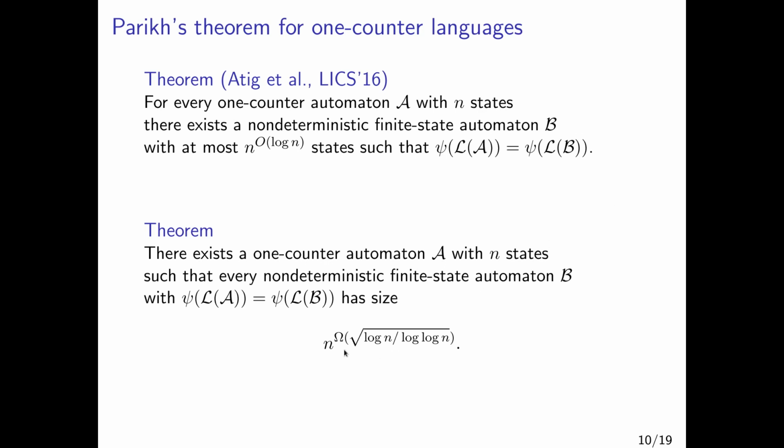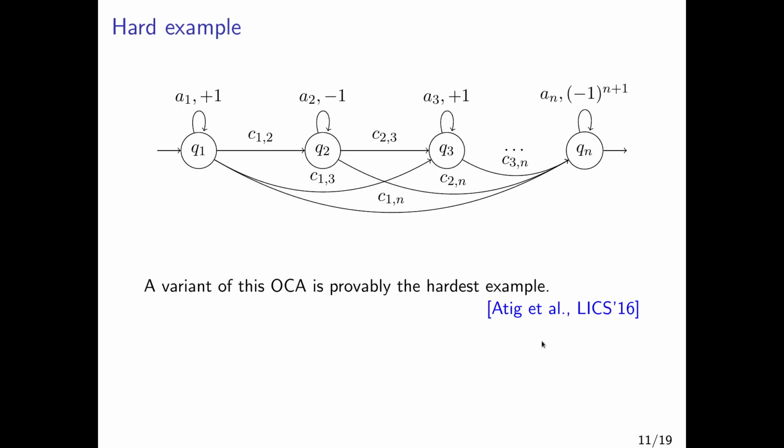This is n to the power of something that's roughly square root of log n. So this log n is really tiny, so this is basically n to the power square root. So you can't have a polynomial translation here. So this is the main result. So let me tell you now how we get here, because this is a very non-trivial statement.